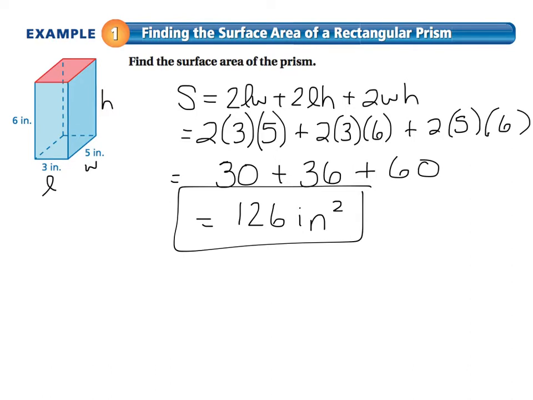Now you could have drawn the net, like you could have drawn this out as a net. And by a net, I mean something that looks like this, and it's going to pop up here. But you could have drawn it out and found the area of each piece and then added them up. But using the formula is much easier.